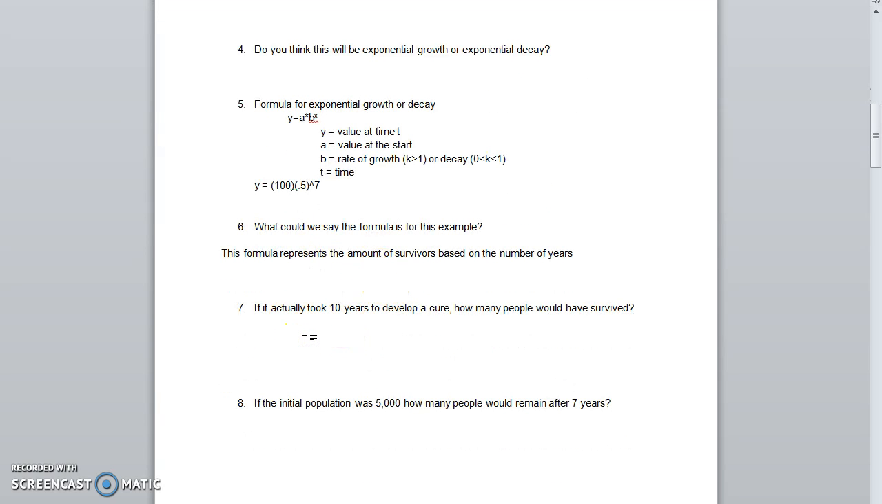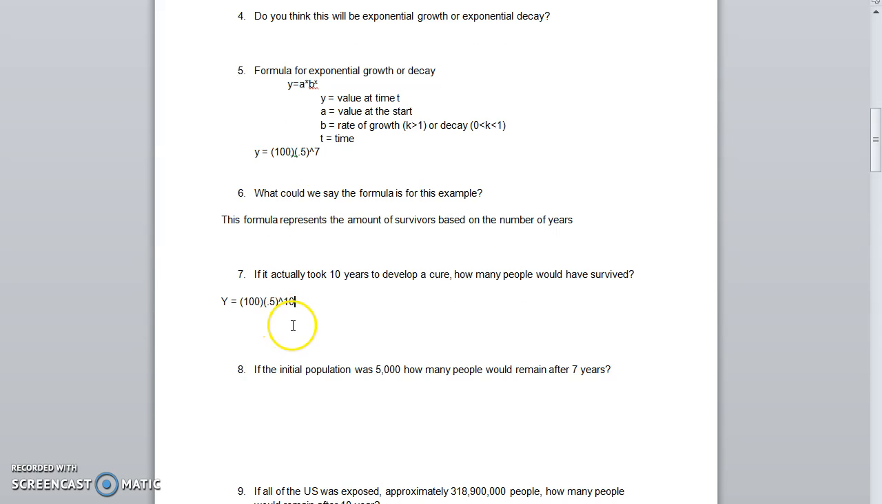Now, number 7 says if it actually took 10 years to develop a cure, how many people would survive? And again, you can do the experiment, but we want to go ahead and do this mathematically. So we're going to say 100, and then I'm going to have 0.5, and I'm raising that to the 10th power. So now instead of 7, I'm going to go ahead and put 10.